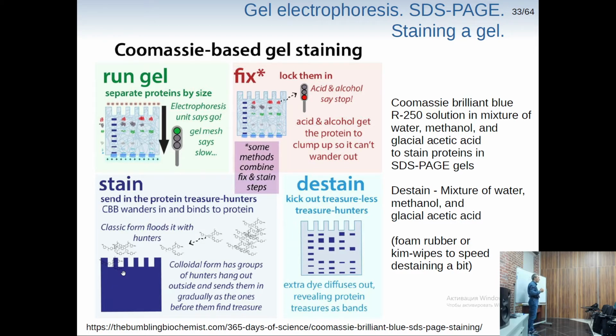And then, as we usually do in histology, we try to do so-called differentiation. We try to get this dye out of our gel, and only the places where this dye has something to connect to, like proteins, it will stay there. But all the other will be washed away. So, after staining, we have to do destaining, which is usually done with methanol and glacial acetic acid.